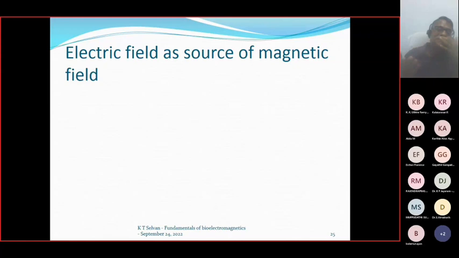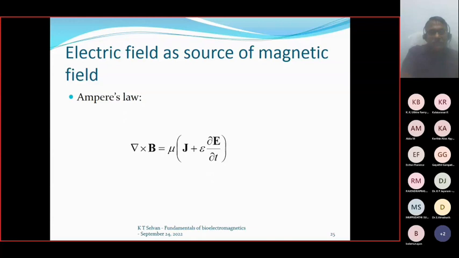Having discussed how a magnetic field can be a source of electric field, as we would expect, an electric field can also be a source of magnetic field. In fact, these are some of the most fundamental, most beautiful ideas of electromagnetics. Again, we refer to Ampere's law, or the Ampere-Maxwell equation, as I generally prefer calling it. Do not worry too much if you're not familiar with these notations. But I hope you remember that B is magnetic field and J is conduction current density.